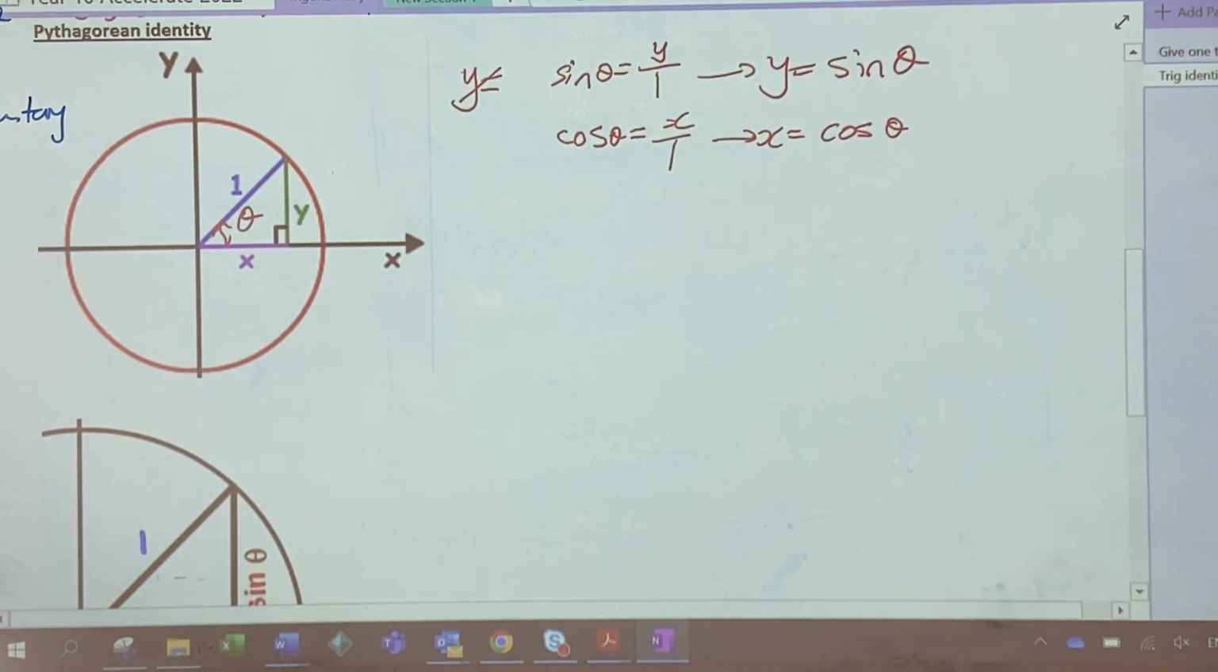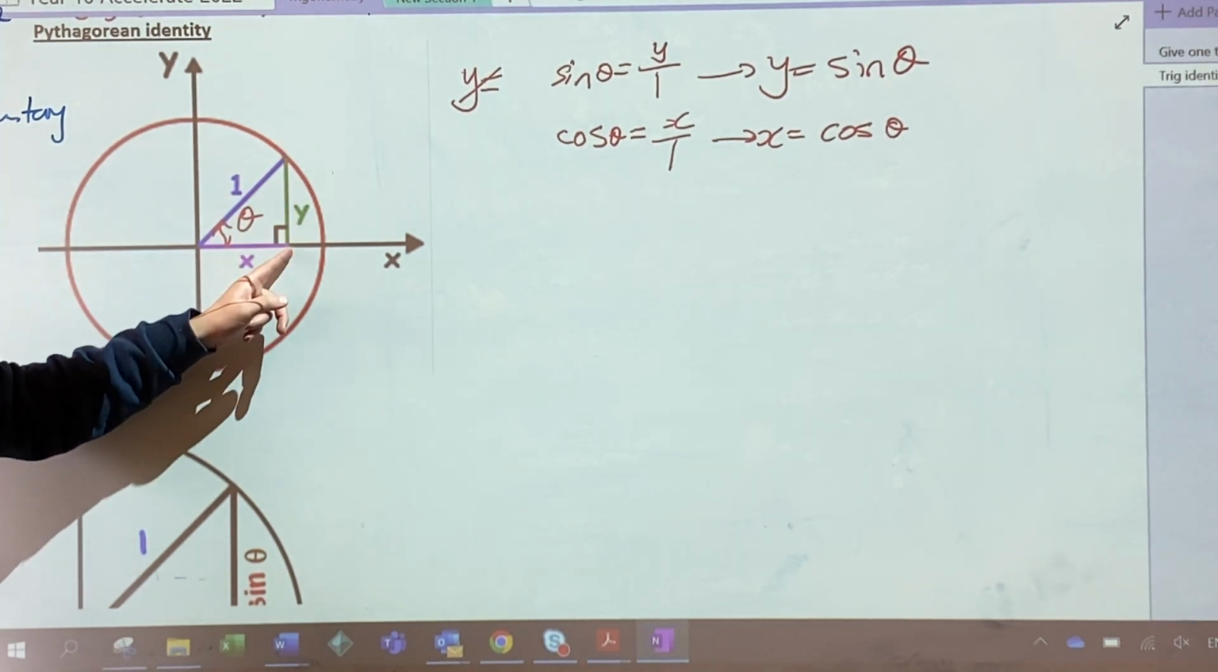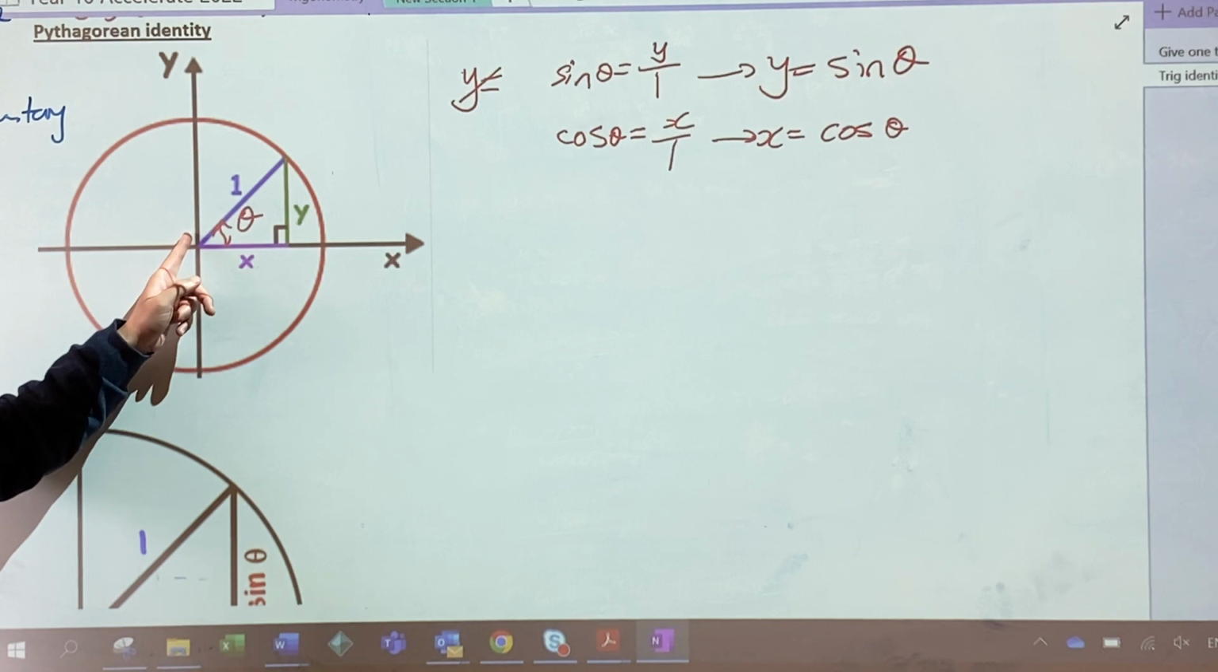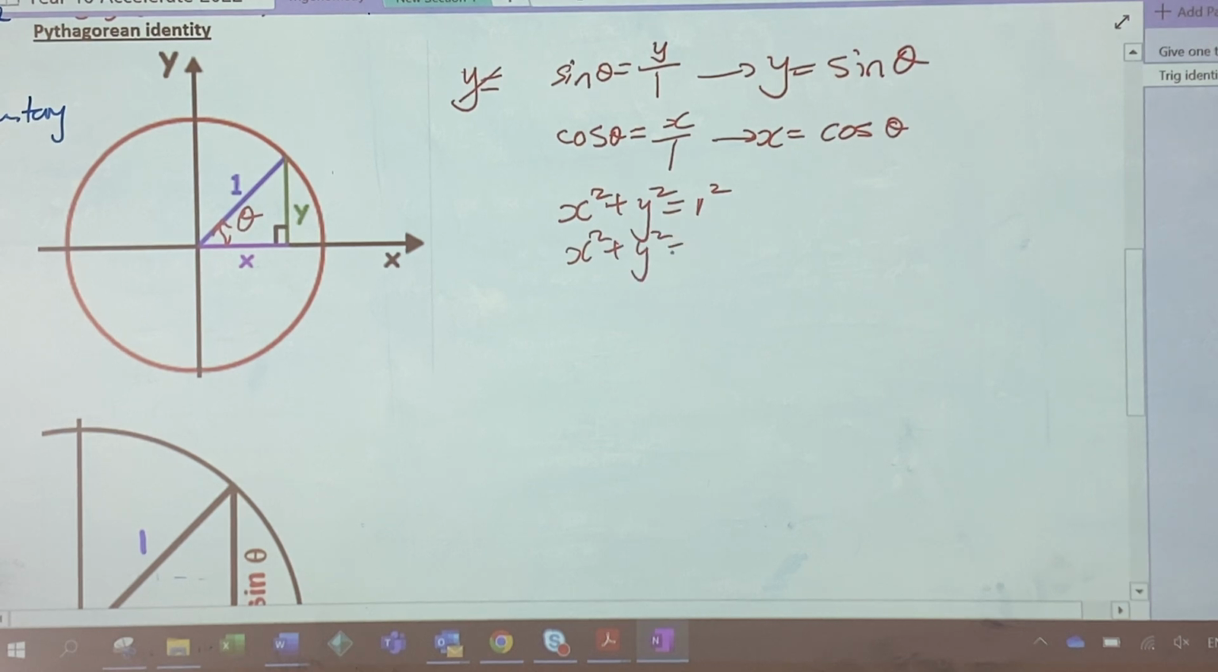And I put this into a right angle triangle. We say x squared plus y squared equals r squared. Pythagorean theorem, right? A squared plus b squared equals c squared. So let's write this down. X squared plus y squared equal to r squared. In this case, it's 1 squared. So x squared plus y squared equal to 1.